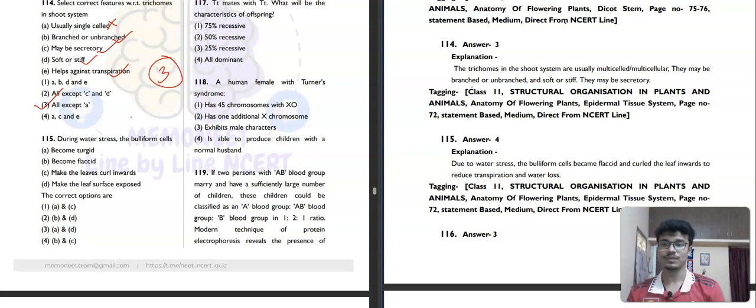Okay. So in water stress, the bulliform cells become flaccid and make the leaves curl inwards, to reduce transpiration and water loss. Become flaccid and make the leaves curl inwards. This is a very good question, I will say. So here the fourth option will be our correct answer for this question.